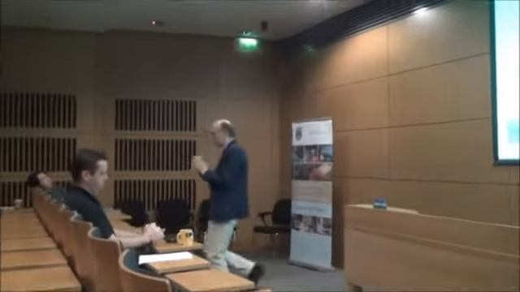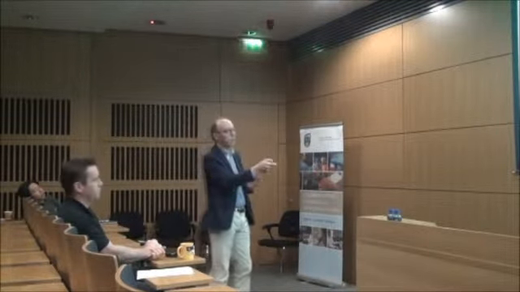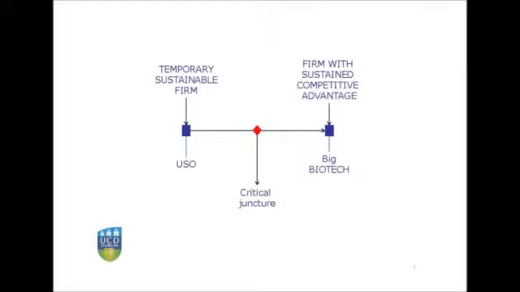So most university spin-outs have a temporary sustainability, while the big biotech, and most of them, the established firms, have a sustained competitive advantage. It's very, very difficult to make these companies disappear. Some of them do, but essentially it's quite difficult, and it's because of their sustained competitive advantage.